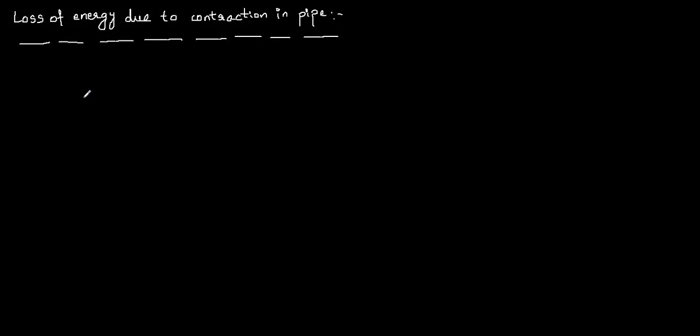So in this video we are going to discuss the loss of energy due to contraction in a pipe. Okay, contraction means there is a reduction in the cross-sectional area of the pipe. So when you take a pipe of larger diameter that is connected to a smaller diameter pipe, in this case you can consider it a sudden contraction in the area of the pipe. Due to this sudden contraction, again the variation in the velocity takes place, which causes the loss of energy. Okay, so which is again a minor loss.